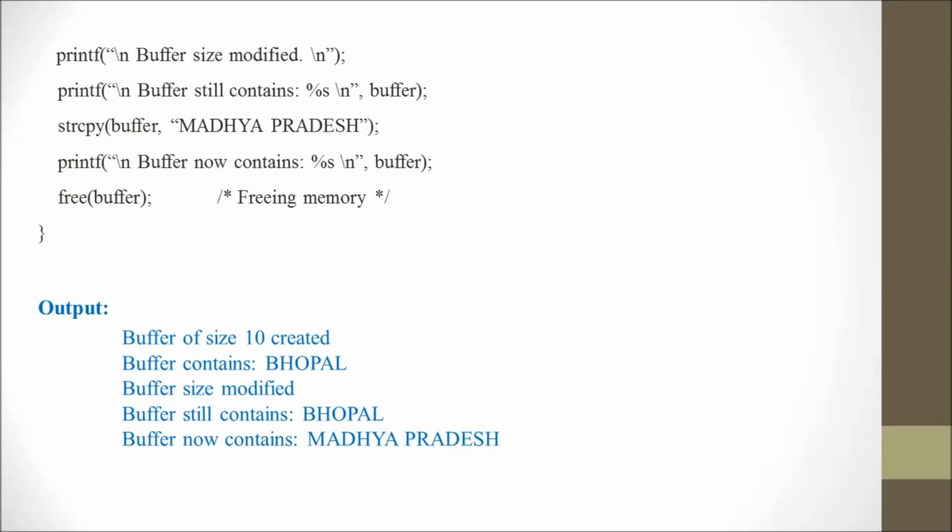Here is the output. First, the buffer of size 10 is created, and the buffer content is Bhopal. The buffer size is modified, and this message is printed. The buffer still contains Bhopal, but then we copy Madhya Pradesh into the buffer, and it prints that the buffer now contains Madhya Pradesh.